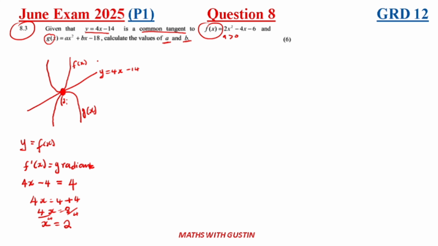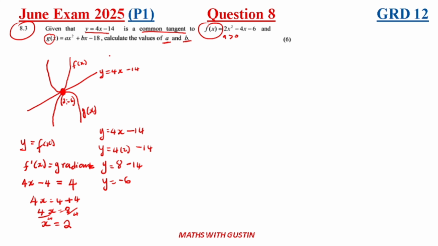The y value, we can simply find it by substituting the x value into the tangent equation. So the tangent equation is given by 4x minus 14. Now we can substitute our value there, minus 14. So now here you've got y is equal to 8 minus 14, which gives us how much? Which gives us negative 6. Right, so the y value is equal to negative 6.